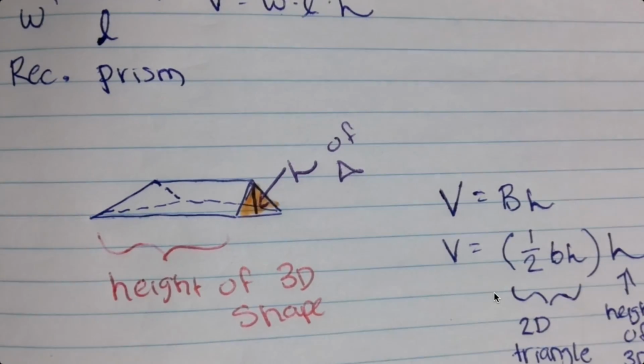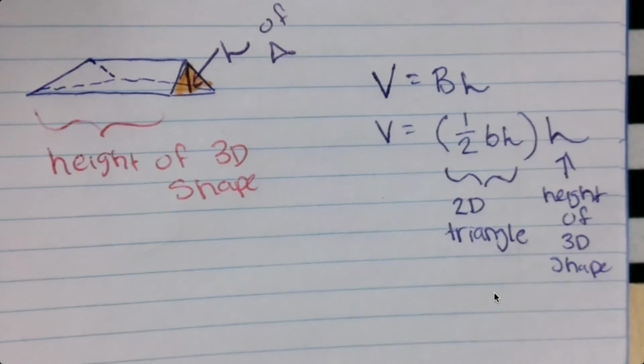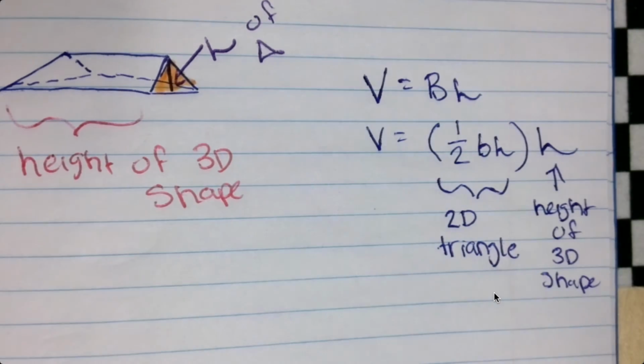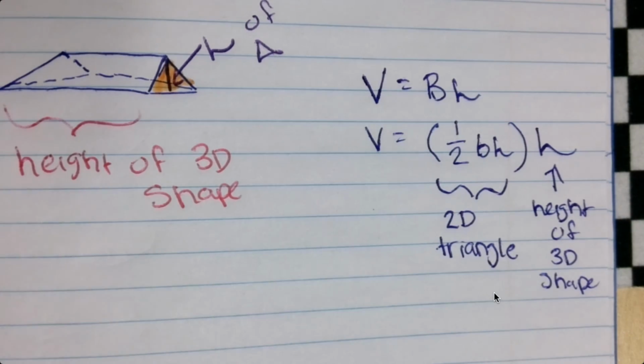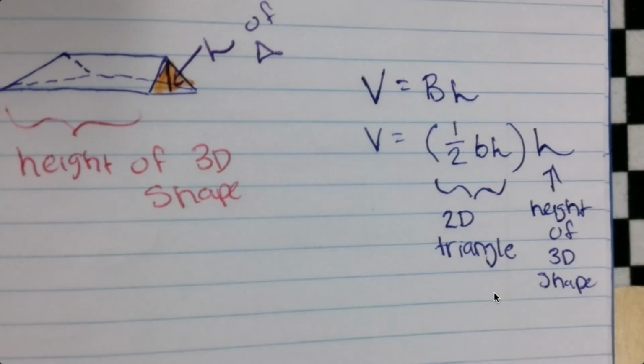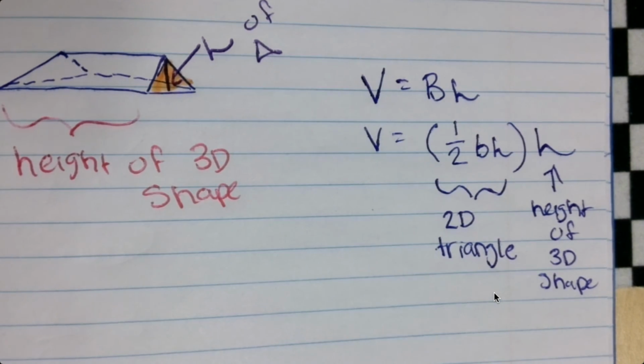Okay? And we will do examples of these to help you out. I promise I will not leave you hanging. I got you. All right? So let's do some examples. Let's start with the easier one. Let's start with rectangular prisms. All right? Let's start with rectangular prisms.